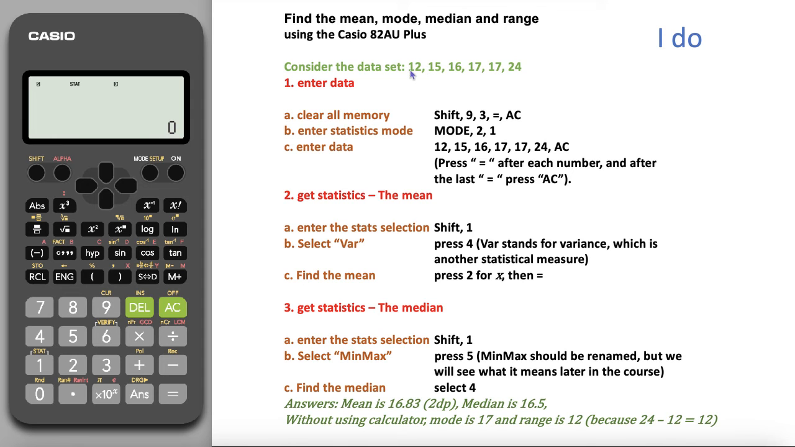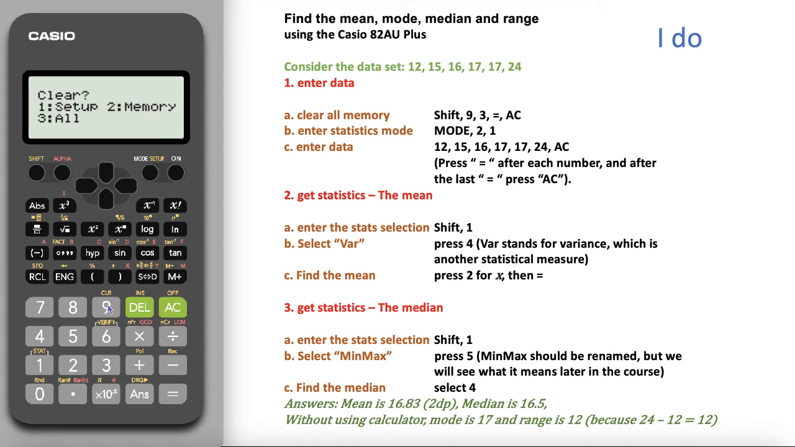It's there in green, and our first job is to enter it. But before we can enter it, we need to clear the memory of the calculator of all existing data. So to do that, we press Shift 9. Oops, that didn't quite work. Shift 9. It's asking us what do we want to clear, basically. And it's always nice to start with a totally clean calculator. So we press 3 for all.